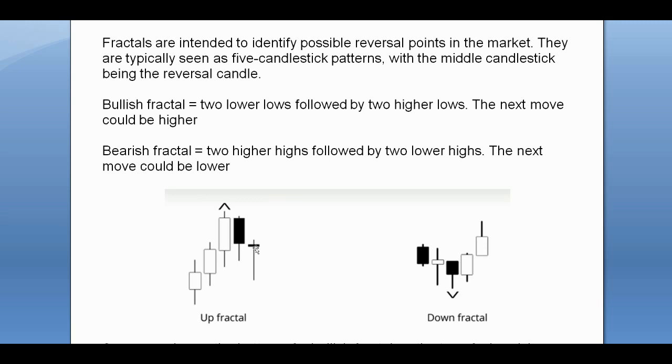All right. So yeah, 2 higher highs and then 2 lower highs. And that is the bearish fractal or up fractal with the expectation of bearish price action afterwards.